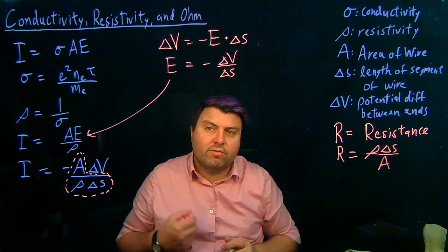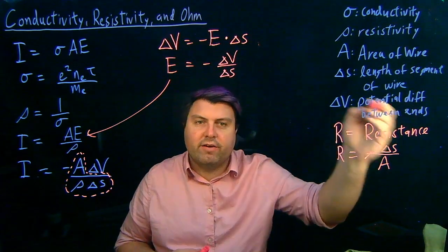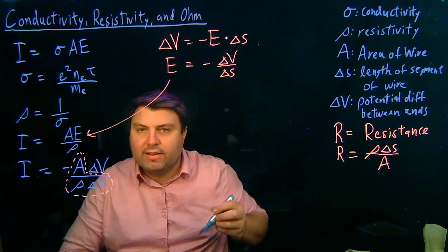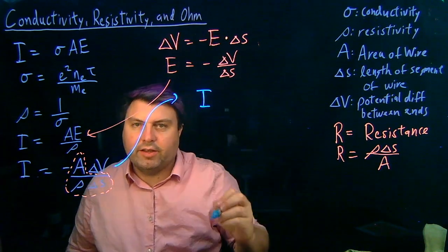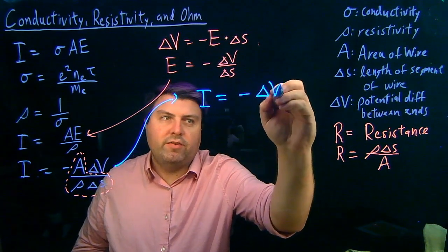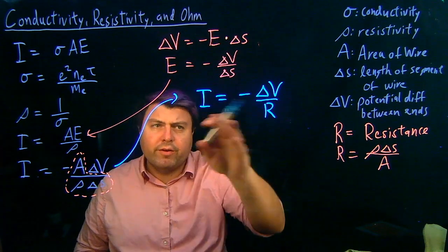And so R is going to be rho delta S over the area. And so this is how badly it conducts, similar to the resistivity, but now with the full things of the wire included. And now when we get this, we can take a look at our full current, which is going to be negative delta V over R. We can rearrange and solve.